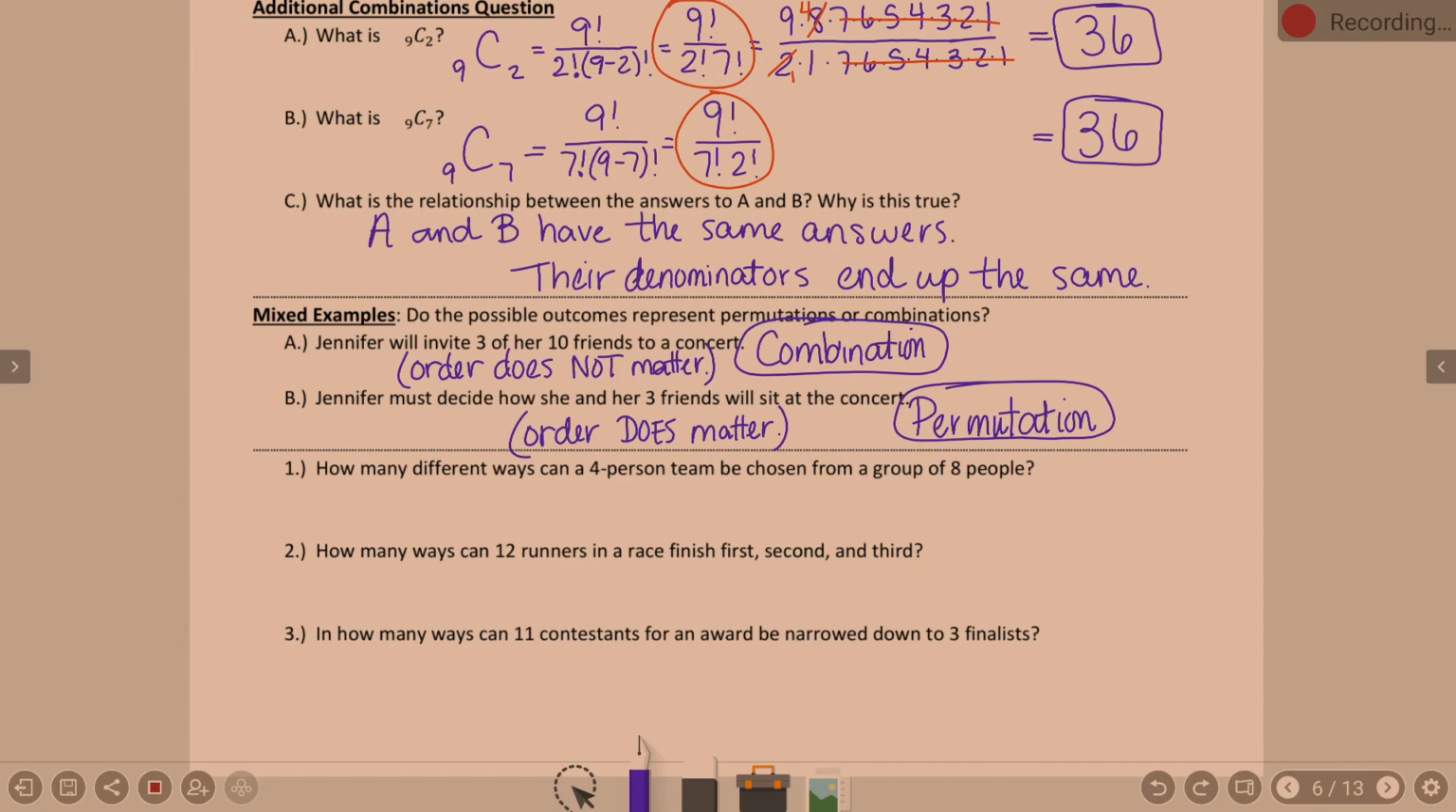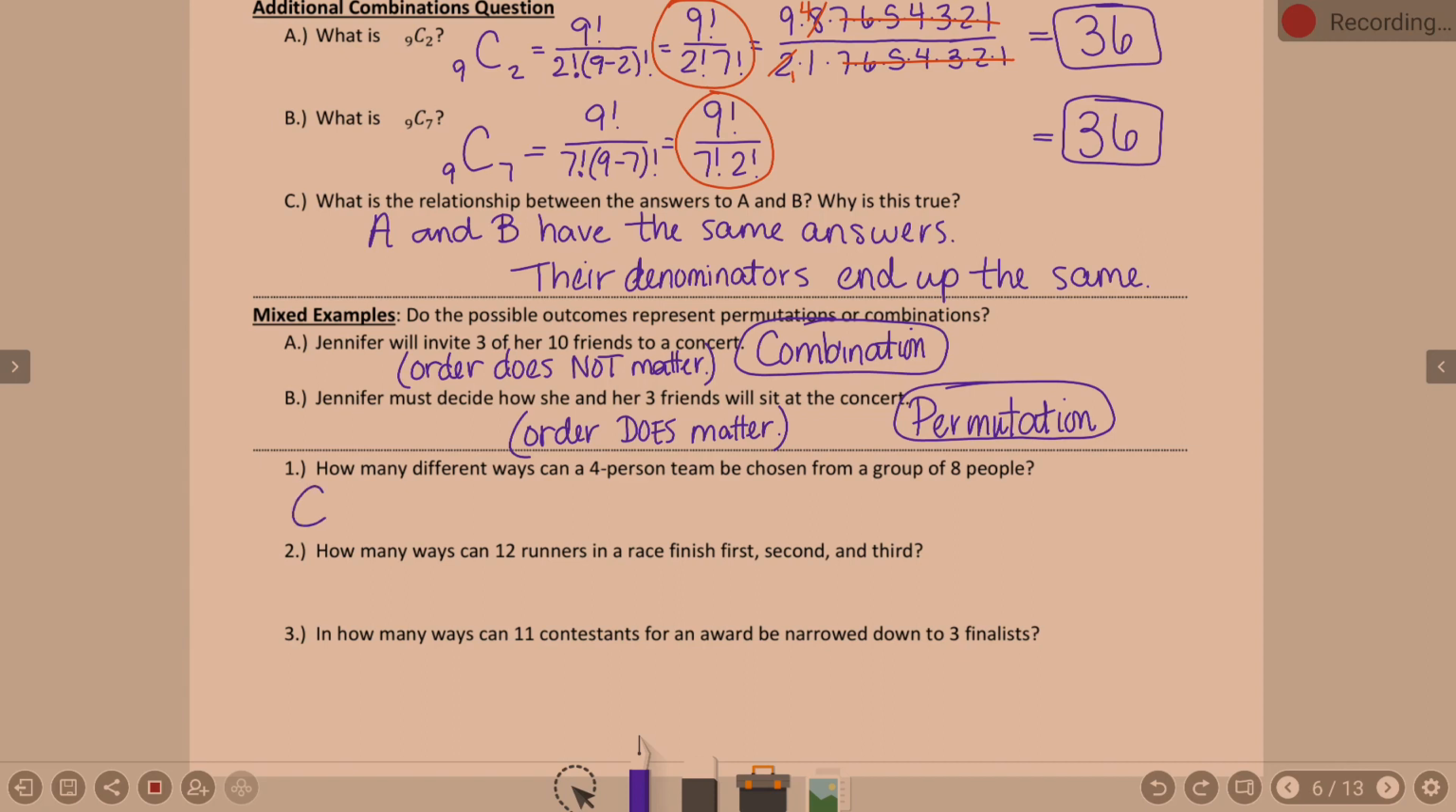Combination. Is there anything indicating that order matters? No, it's picking a 4-person team. Kind of like when Jennifer was picking her friends. It doesn't matter where you get picked on that team. It's just, did you get picked? So this is going to be a combination.